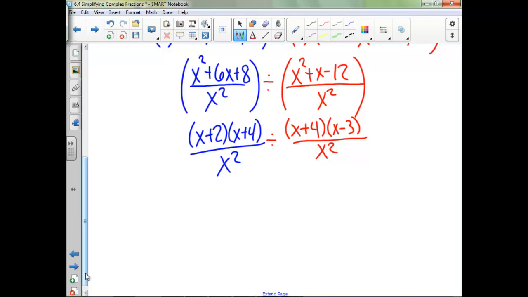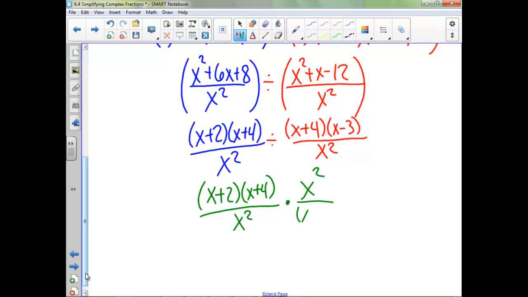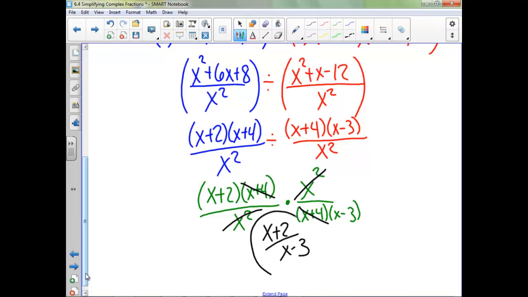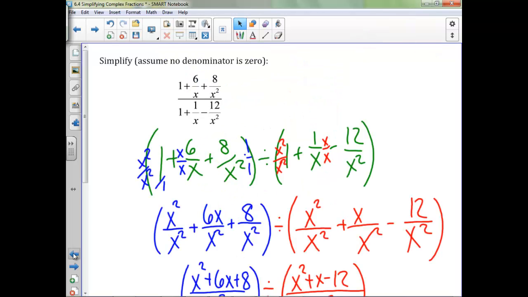And now we do have division. So let's go ahead and change this to multiplying by the reciprocal. And now notice these x squareds will cancel, and the x plus 4's cancel. We're left with x plus 2 over x minus 3. And that is the end of this section.